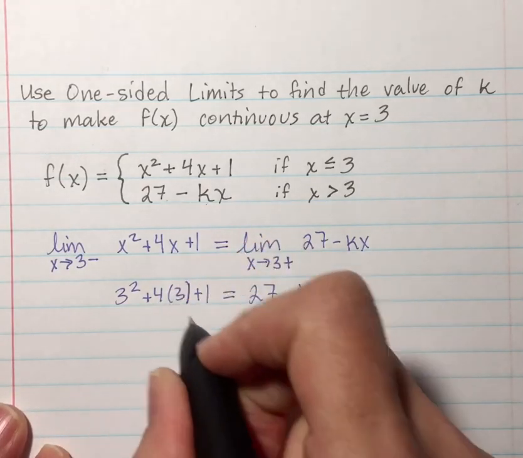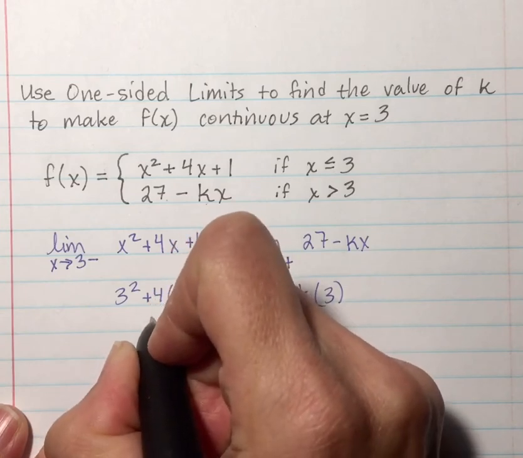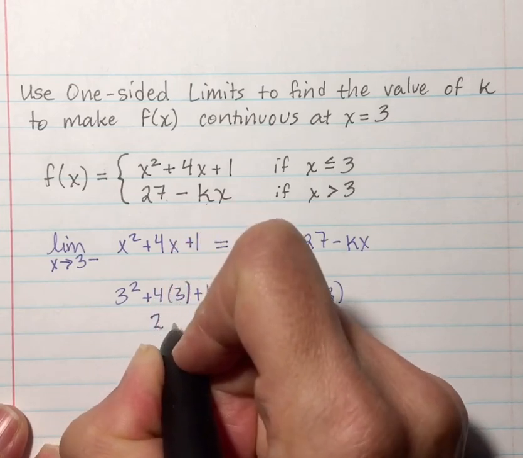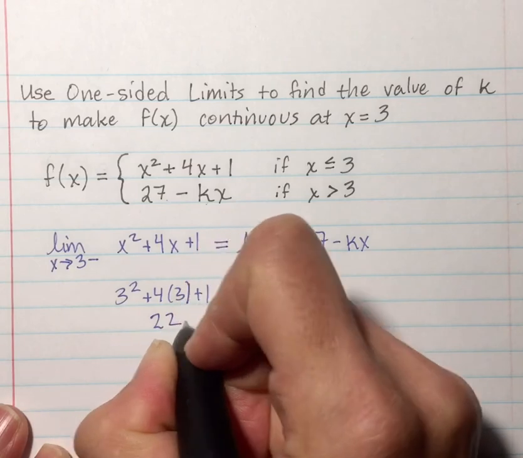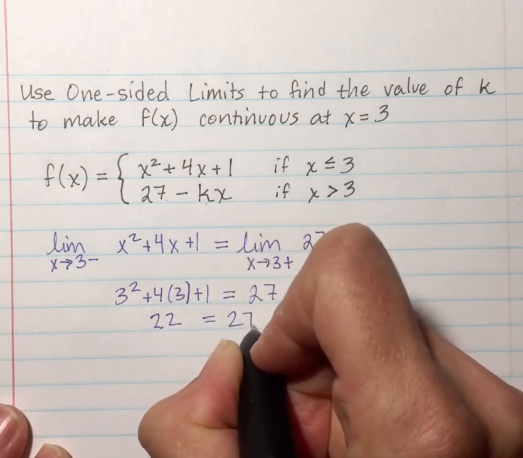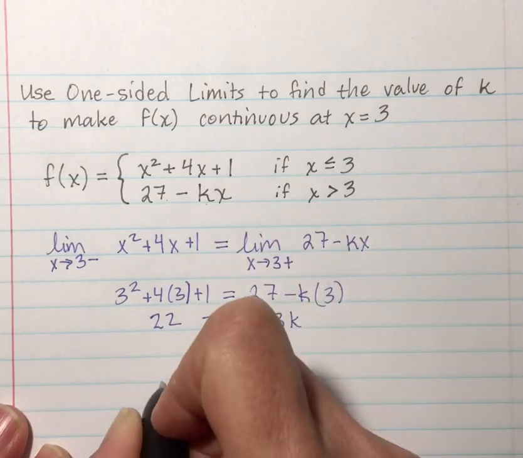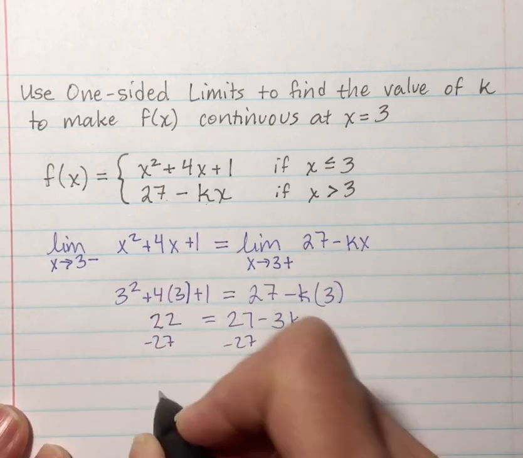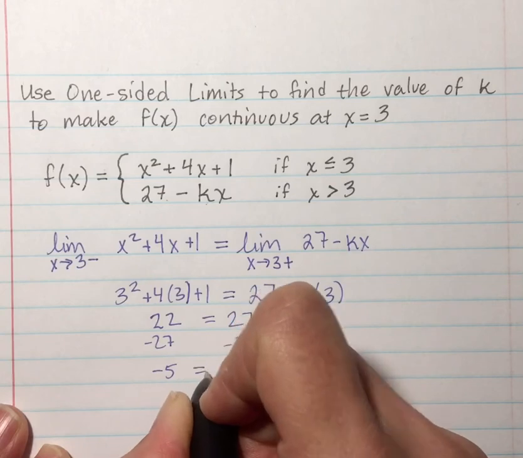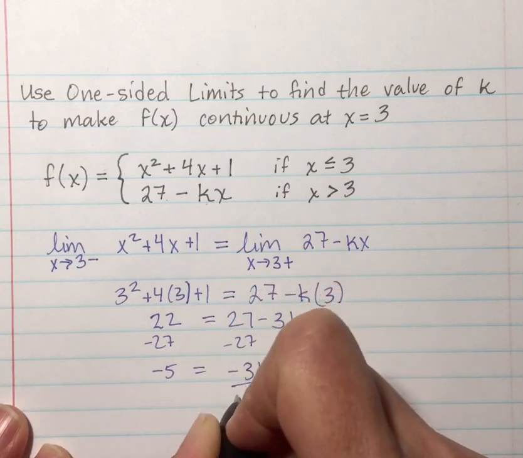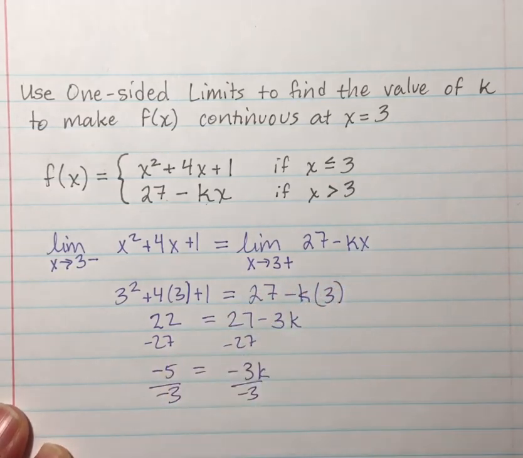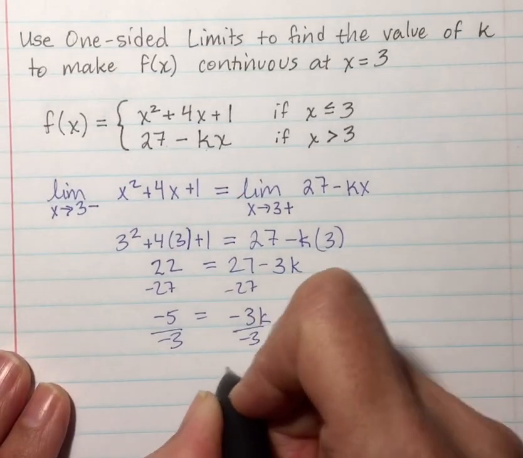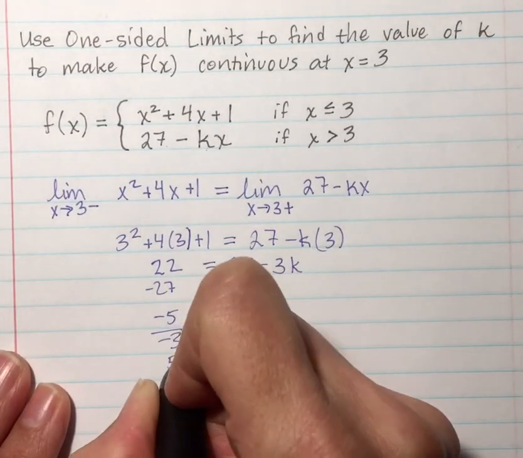So 9 and 12 is 21, 22 equals 27 minus 3 times k. Subtract 27 from both sides. I'll even show my work. So negative 5 equals negative 3k, dividing by negative 3, and I have k equal to 5/3.